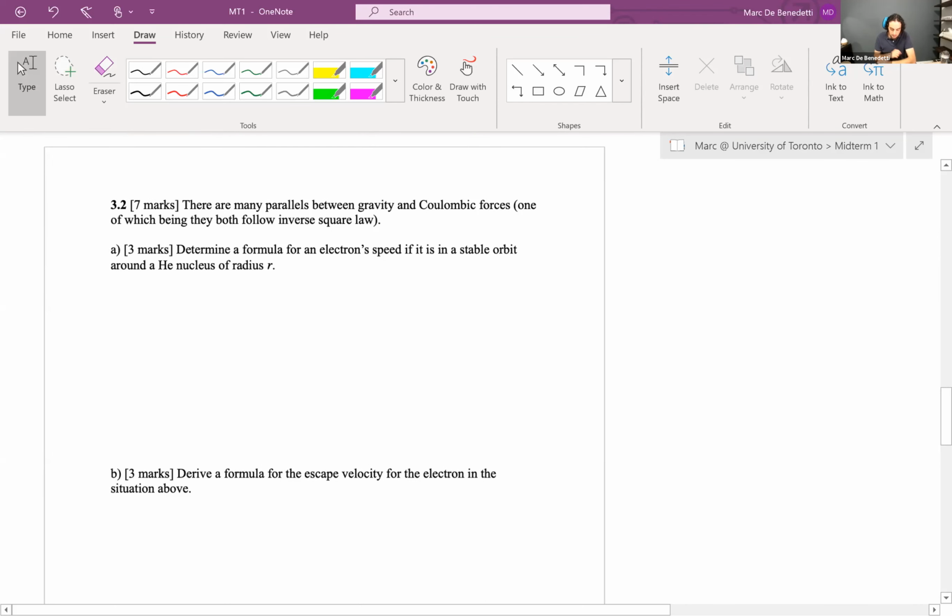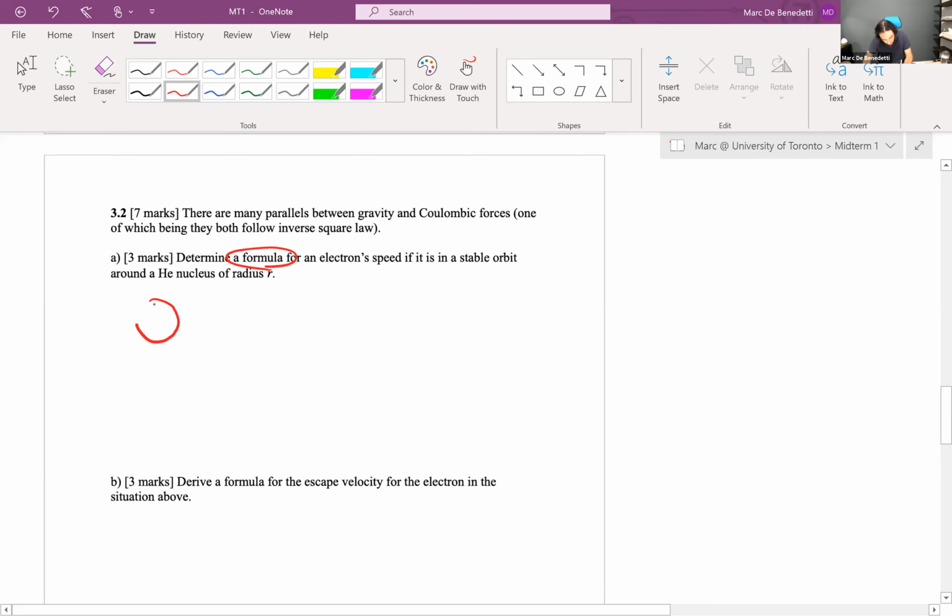3.2, there are many parallels between gravity and Coulombic forces. Determine a formula for an electron speed if it were to be in a stable orbit around a helium nucleus of radius 2r. So they're asking about a formula, so we don't necessarily need to plug in any values. If you had a helium nucleus, you have 2 protons in it, and then you have an electron traveling in circular motion around it.